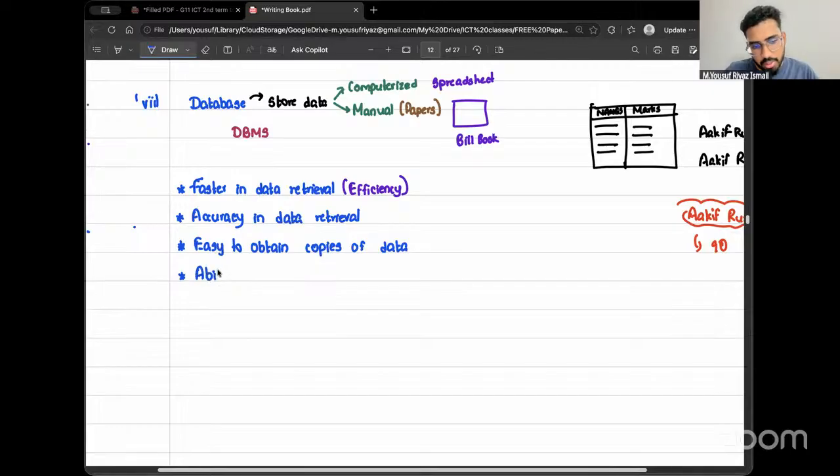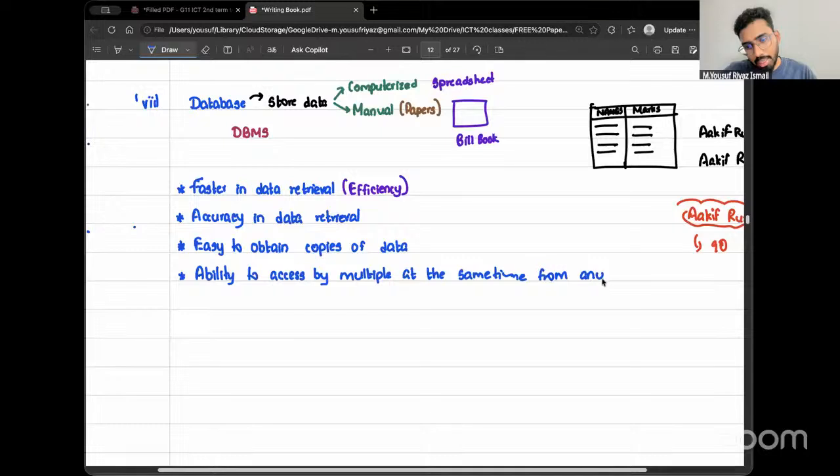Ability to access by, again, this is also limited. This is not available in all the DBMS, but certain DBMS allows this. Ability to access by multiple people at the same time from anywhere. Again, this is limited to certain DBMS, so I would not recommend these as answers to use generally, but you can have this as limited answers.